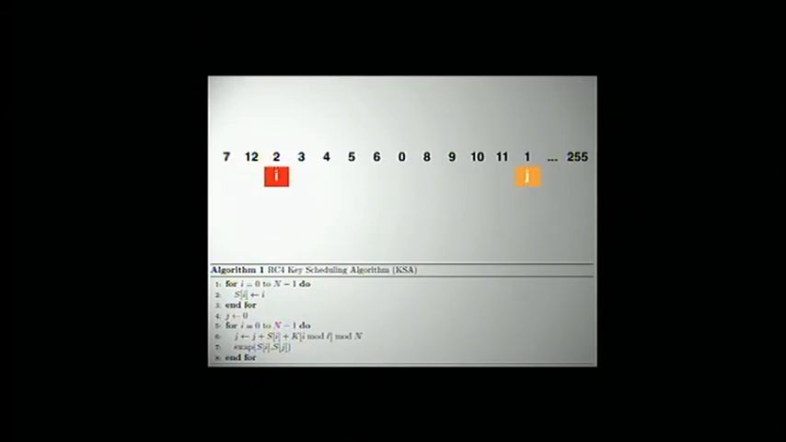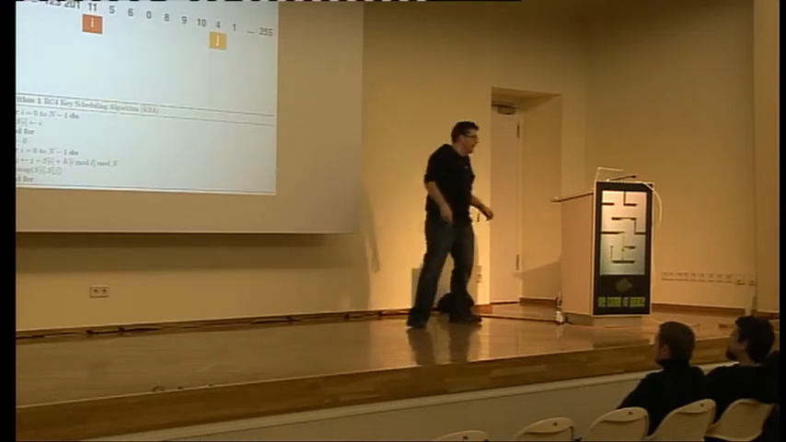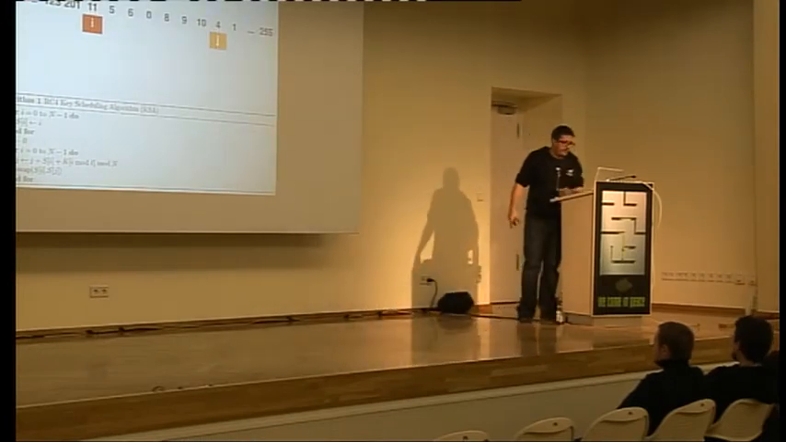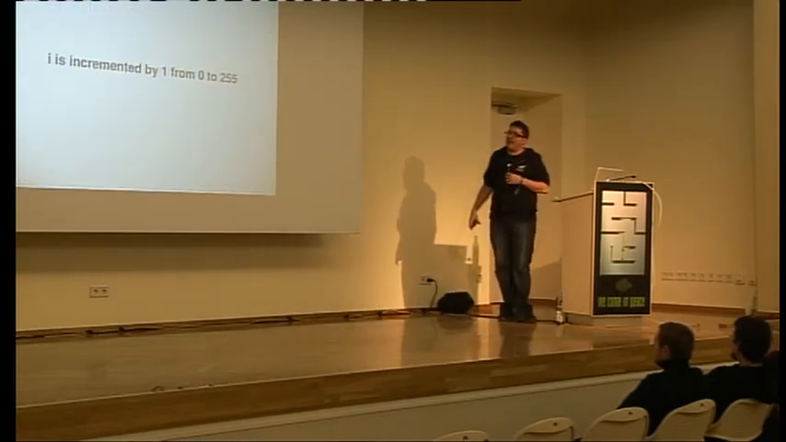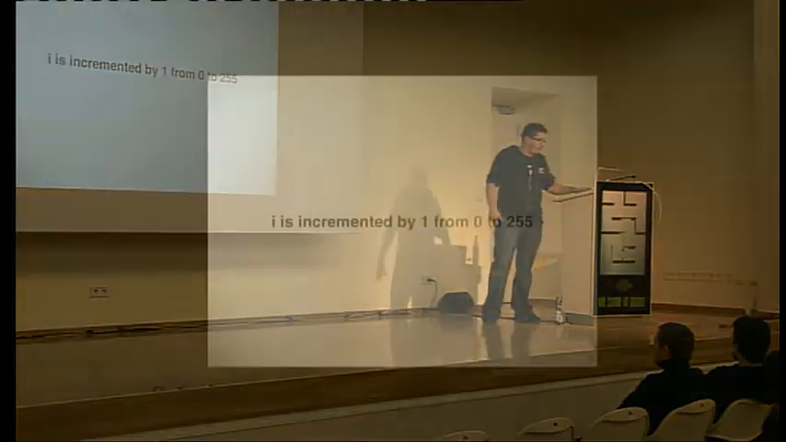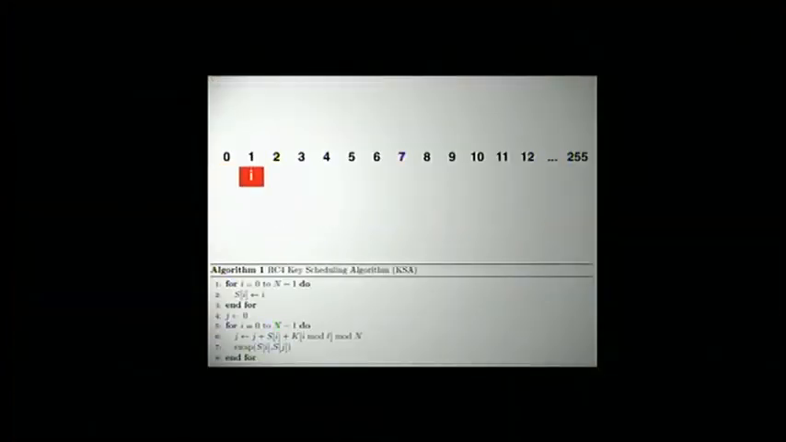And you go on: i is equal to 2, j is equal to 123, so you swap these values. i is equal to 3, j is equal to 201, so you swap them. i is equal to 4, j is equal to 12, so you swap them again. It's what you are doing for all the 256 values. So what's important is to see how i is working. i is incremented by 1 from 0 to 255. So basically, what's happening to i?